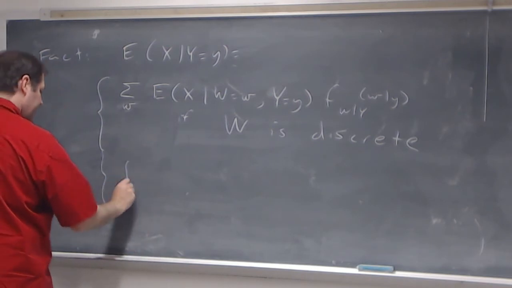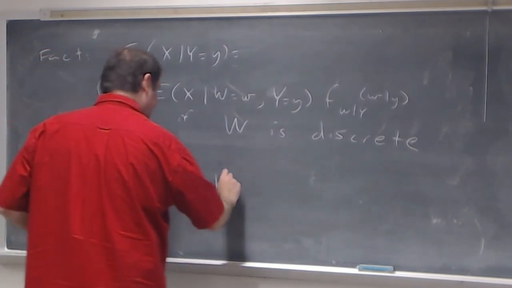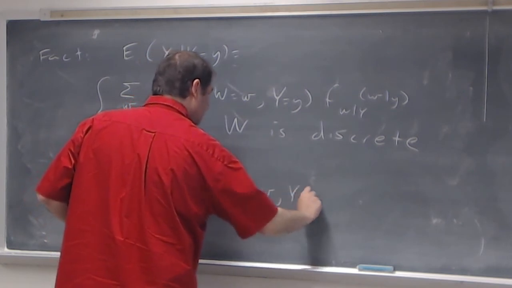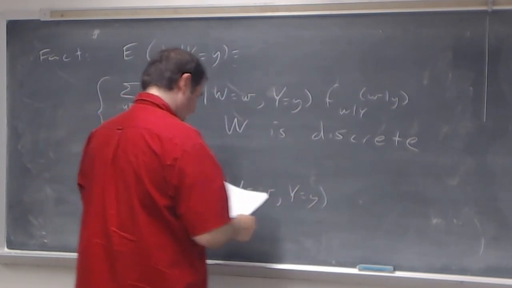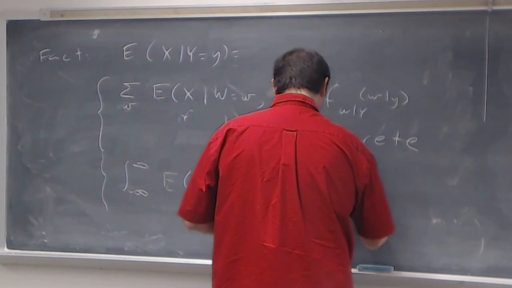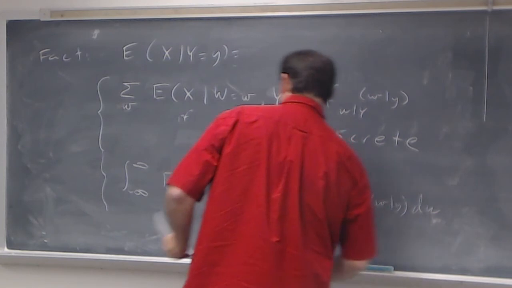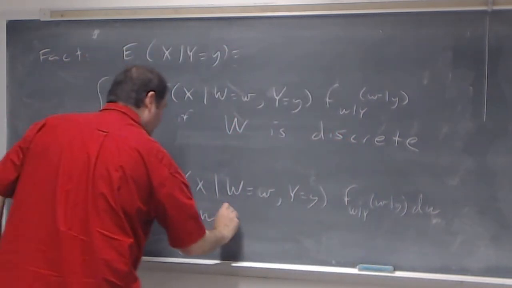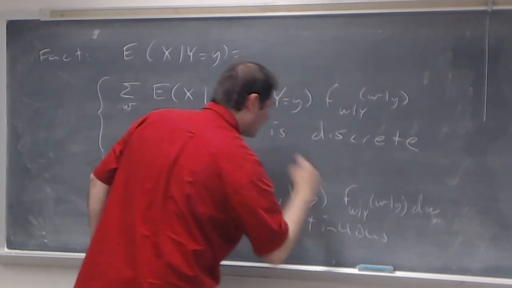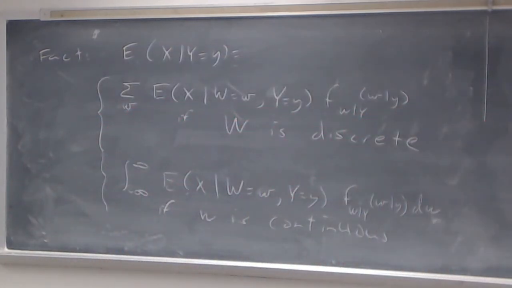And it's equal to the integral from minus infinity to infinity of the expected value of x given w is equal to little w and y is equal to little y, times the conditional probability density function of w given y, little w given y, dw. And that's if w is continuous. Now, that's what we have. Let's do the proof of that.